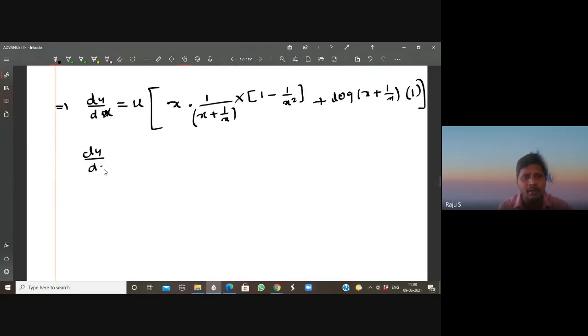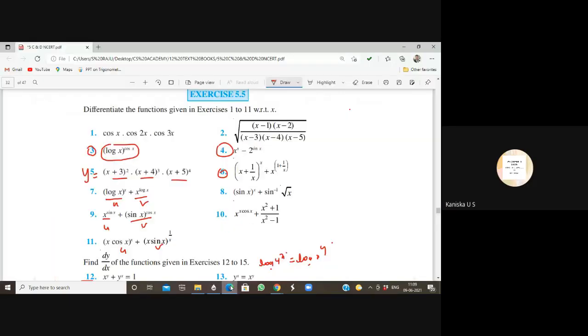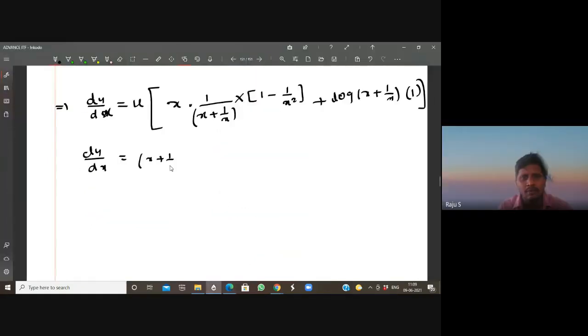Then du by dx is equal to, what is the u value? x plus 1 by x, the whole thing to the power of x, into... here you can write directly or else you can take LCM. When you take LCM, we are going to get it like this: x square minus 1 by... Again, if you want to take LCM, whether they simplified or not, I don't know the book back answer. When I take LCM, what will happen here?